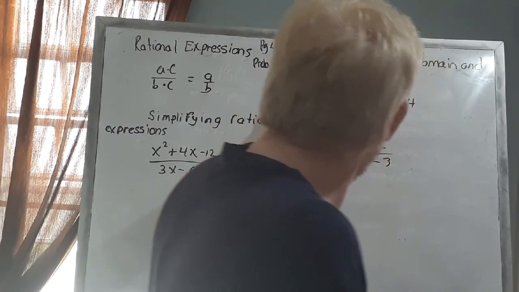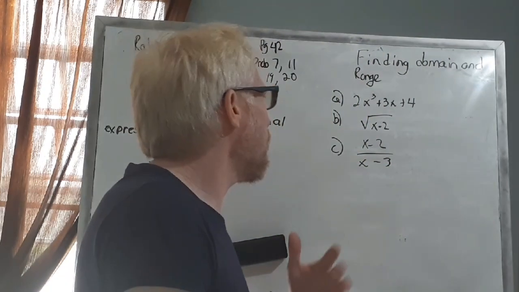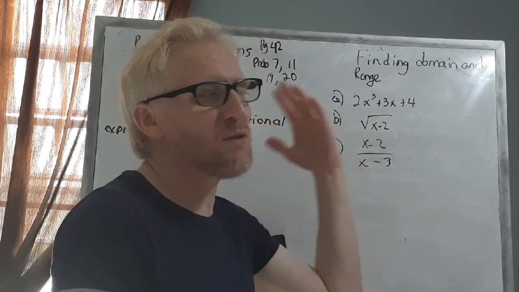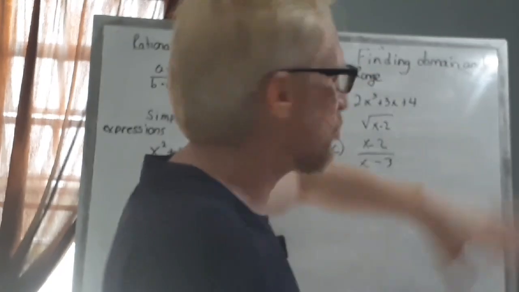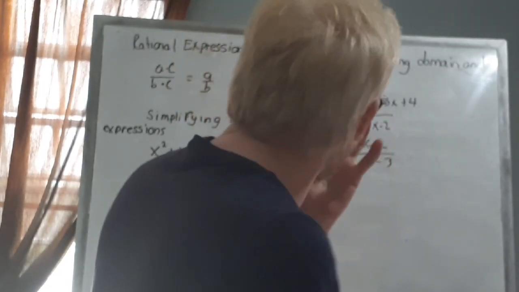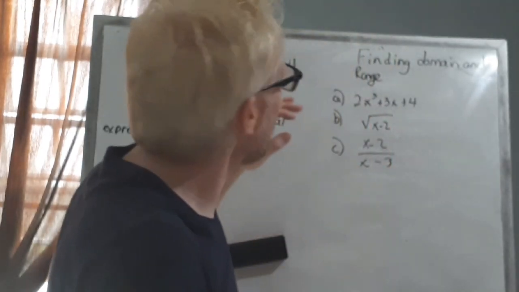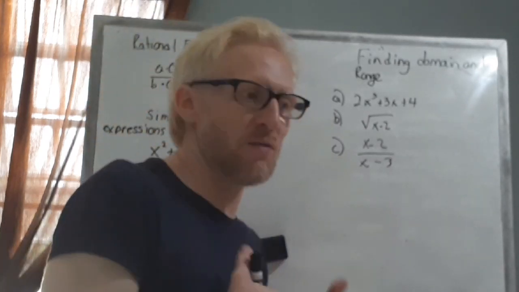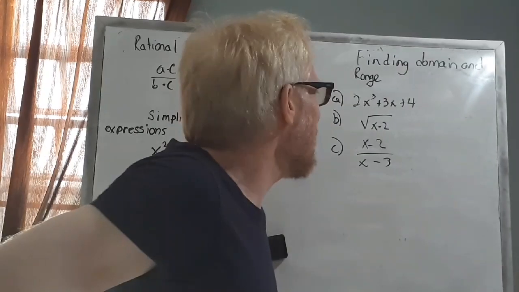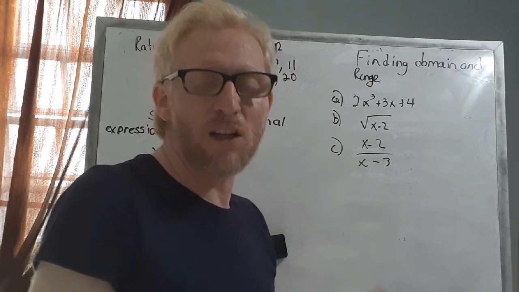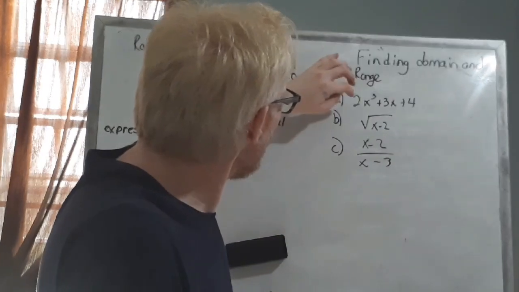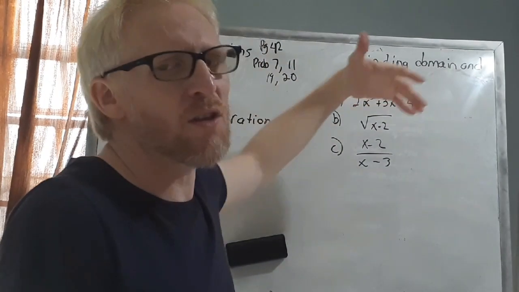So I have these three examples, and I want to know what possible value x could be that would make this true. Now, if I look at the first one, I have a polynomial. And a polynomial, which we've been discussing for the last couple of days now, is an algebraic expression that has many terms. So what number can x be where this is still true?